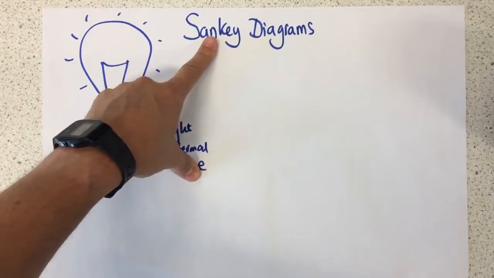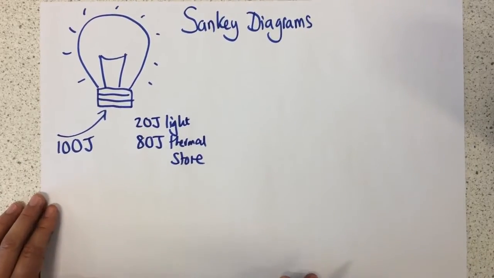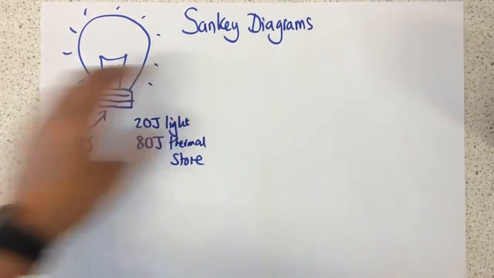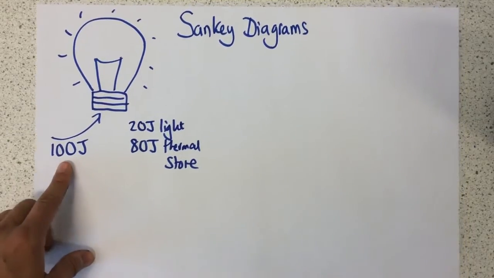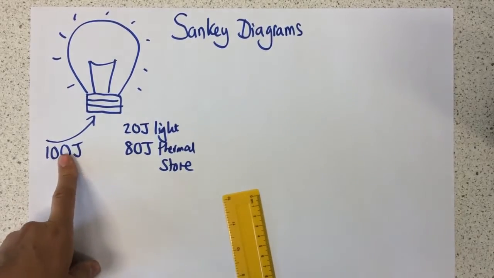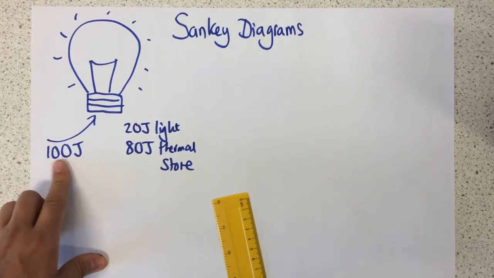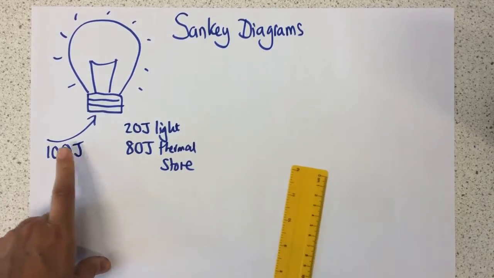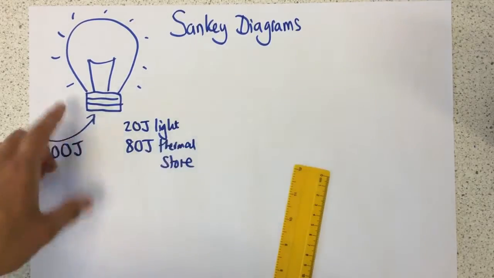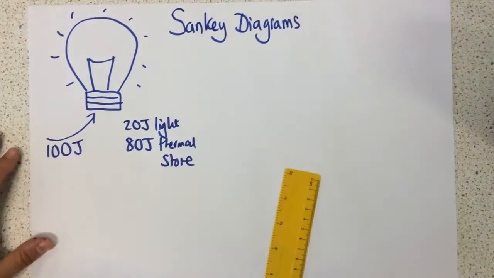Now all a Sankey diagram does is just to show this in a visual way, just to show this as a diagram. Now, the thing that I always start off with in a Sankey diagram is my input energy, the amount of energy I put into the device. In this case, it was 100 joules. Now, when you do this, you normally have graph paper, but graph paper doesn't show up very well on the camera, so I'm just going to use this plain paper here.